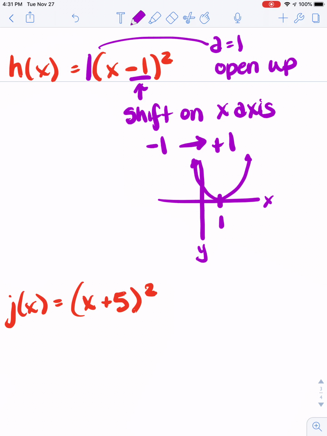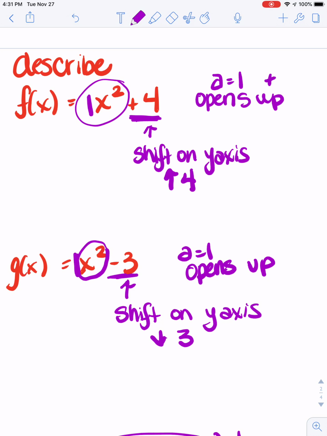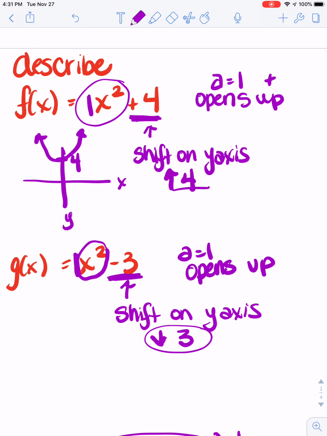Now for just a minute, let's go back to the last two. If that first one says that it goes up 4, if this is my x and y axis, it's going to go up to 4 here, and then it's going to open up. On the second one, if it is going to go down 3, if I have my x and y axis, if I go down 3, it's going to be negative 3, and then it's going to open that way.